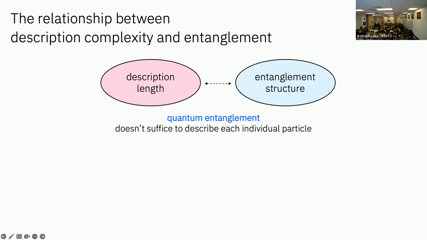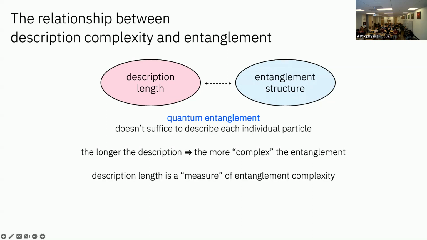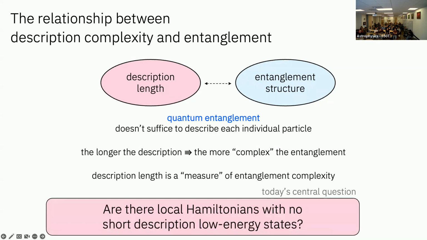Okay. So returning, I believe there's some sort of connection between description length and entanglement structure, and really why we pursue the notion of description length in the first place. So the way to think about this is it says, hey, the longer the description of a quantum state, in some sense that's suggesting the more complex the entanglement. So description length is a measure of entanglement complexity, except there's a catch. Here would be the question we might want to ask: are there local Hamiltonians with no short descriptions of low energy states? This would be a question you really want to ask, except it's really hard to understand descriptions, right?